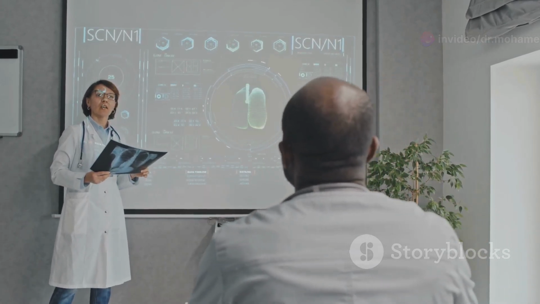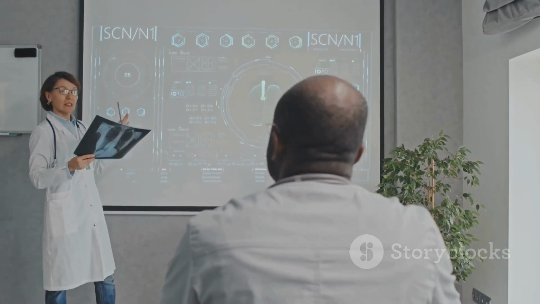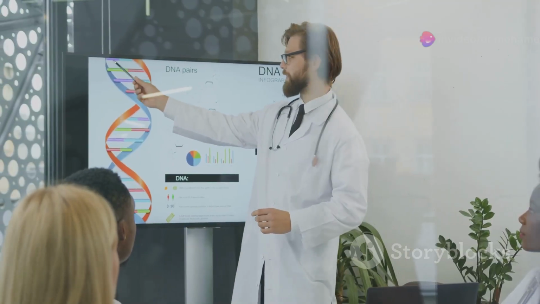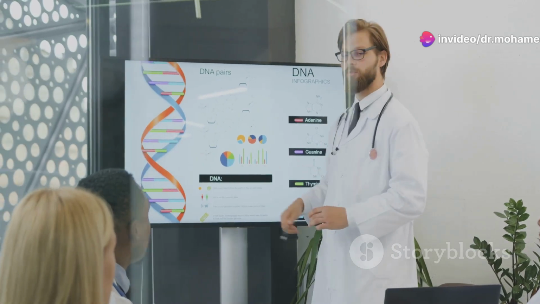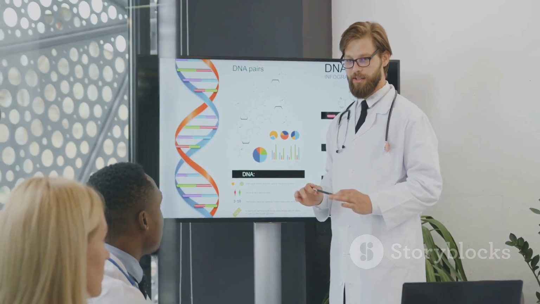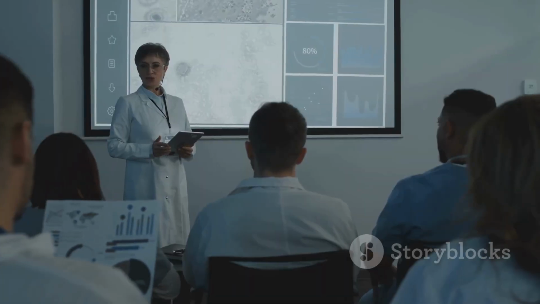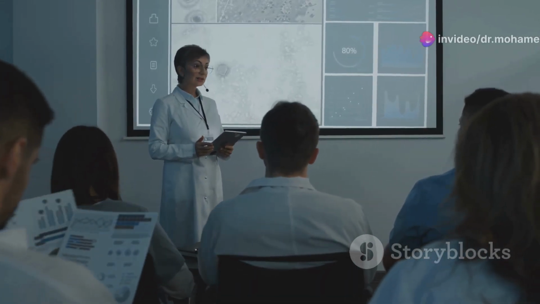Diagnosis: Karyotyping. The definitive method for diagnosing Jacob syndrome is karyotyping, which reveals the presence of an extra Y chromosome, 47,XYY. Prenatal testing: non-invasive prenatal testing, NIPT, can detect Y chromosome material in maternal blood, indicating a possible XYY condition.